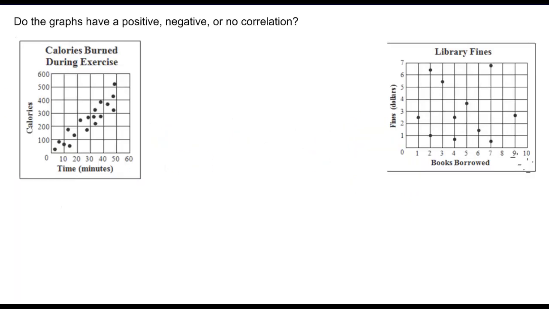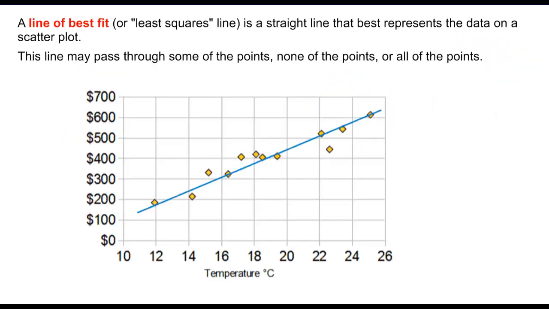So if we look at these two graphs and talk about them having either a positive, negative, or no correlation, I think it's pretty safe to say that this tends to go up, so this would have a positive correlation. And this neither goes up nor down, so this is no correlation. In this set of data right here, we have a positive correlation.